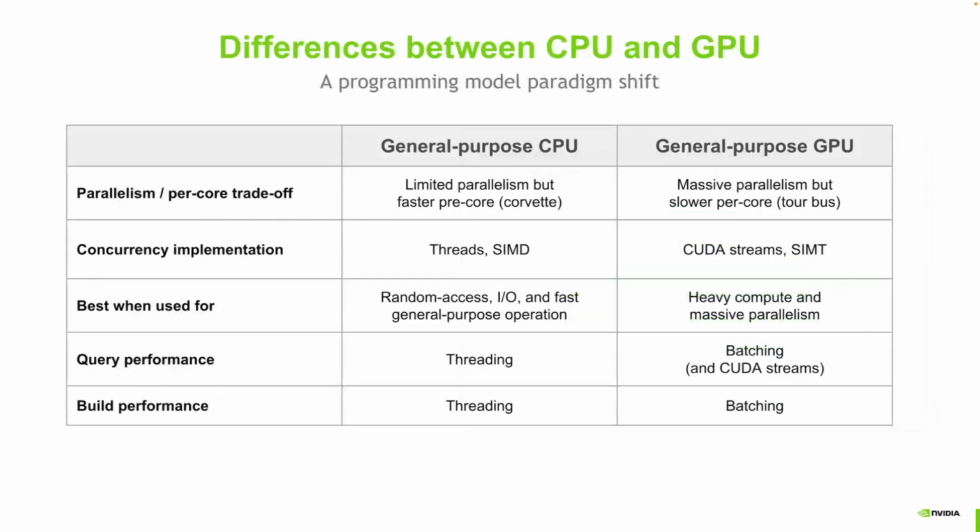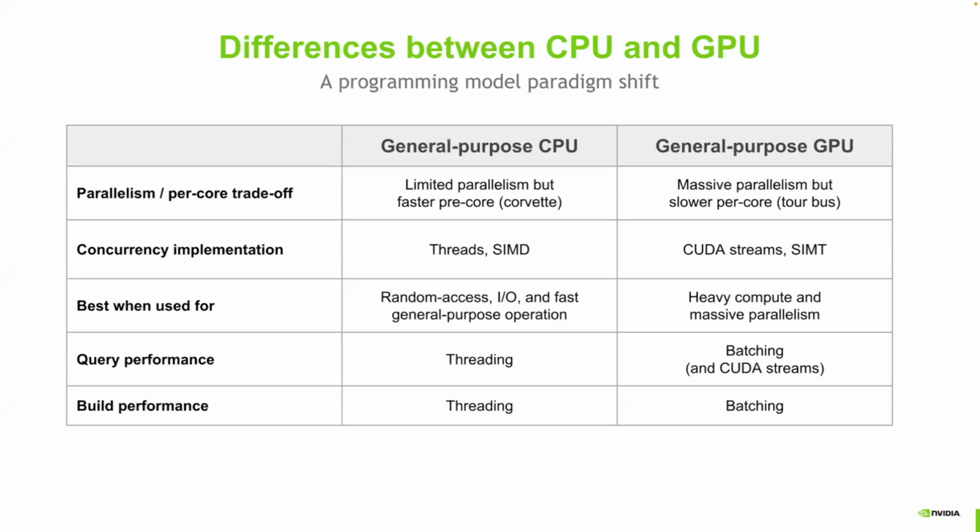So just some paradigm differences here between the programming models of CPU and GPU. You can think of a CPU as a Corvette. It's faster per core. You're generally never going to have as many cores as a GPU has. A GPU is more like a tour bus. It can do a lot of things at once. It's not going to do it as fast.